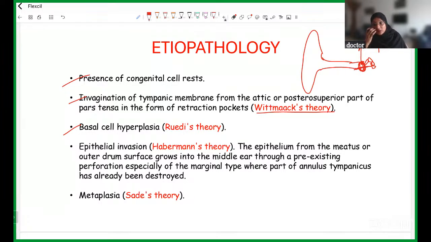The other one is epithelial invasion, known as Habermann's theory. Here, the epithelium from the meatus or the outer part of the tympanic membrane grows into the middle ear through a pre-existing perforation. If there is a perforation already there, it grows through that perforation and enters the part of the annulus tympanicus which is already destroyed. Now the other one is Sade's theory, metaplasia.